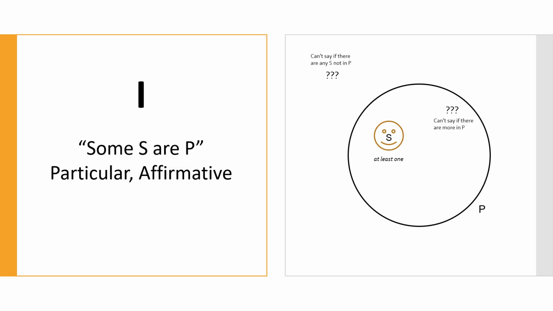And I can't tell you if there's anything outside of the class of P that is an S. All I know is that there is at least one of the S's out there that is in fact a P. So if we say something like some snakes are pythons, what I'm saying is there is at least one S out there, one snake that is in fact a python, but I don't know if there's more than one, and I can't say that there are any outside of it that aren't.